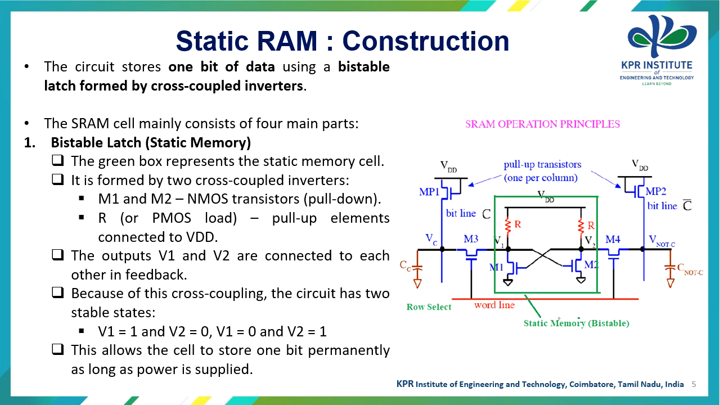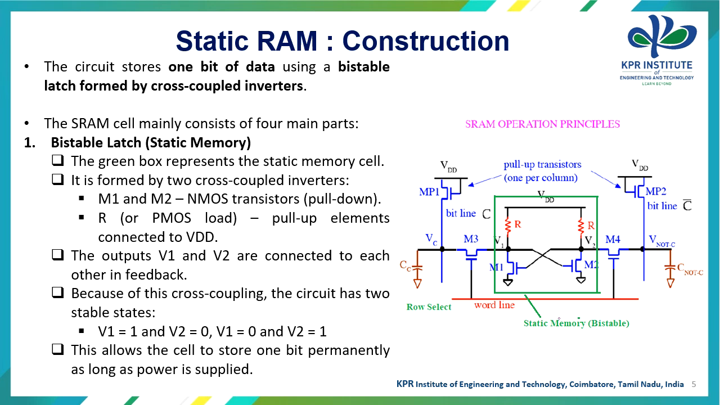Now let us move on to the SRAM operation principle. The circuit stores 1 bit of data using a bistable latch formed with cross-coupled inverters. Generally, the SRAM cell mainly consists of 4 main parts. The first one is the bistable latch, or static memory. The green box in the diagram represents the static memory cell. It is formed by two cross-coupled inverters.